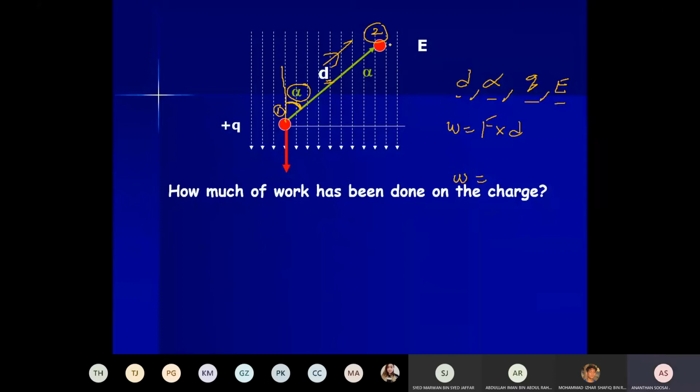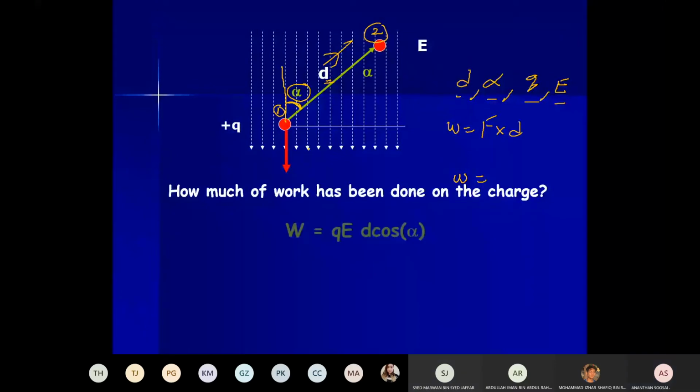Because it moved diagonally. So anyone? Because it's alpha somehow, the force is downwards, so you need to apply the same force upwards. The same force needs to be applied upwards so that it moves up. Anyone? So maybe we can do it together.